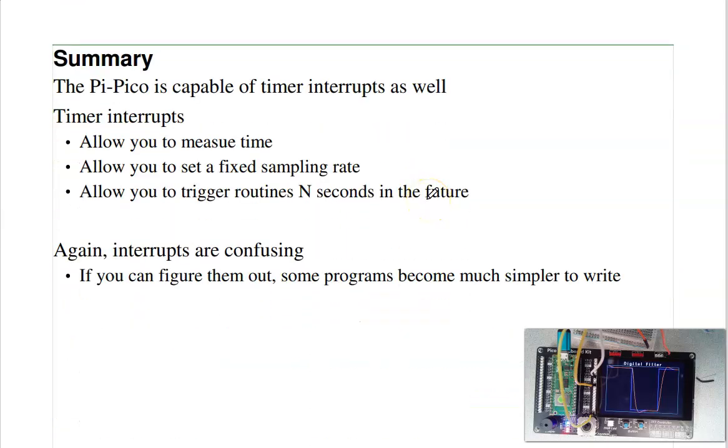So in summary, the Pi Pico is capable of timer interrupts. With timer interrupts, I can measure time. I can set a fixed sampling rate. I can trigger an event n seconds in the future. Again, interrupts are kind of confusing. However, if you can figure them out, some programs become much simpler to write. And that is lecture number 17 for ECE476.